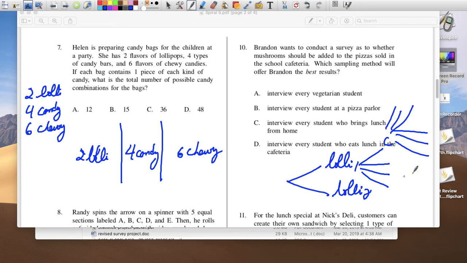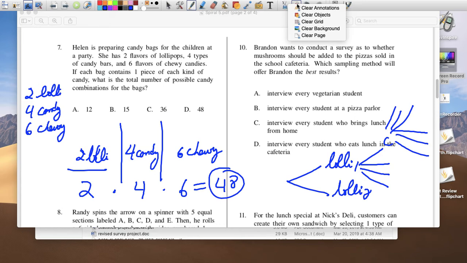So instead of doing a tree diagram and counting all the different possibilities, one thing you can do is this: you know there are 2 choices here, 4 choices over here, and 6 choices over here. So 2 times 4 is 8. 8 times 6 is 48. So you can actually have 48 different candy combinations. Okay.